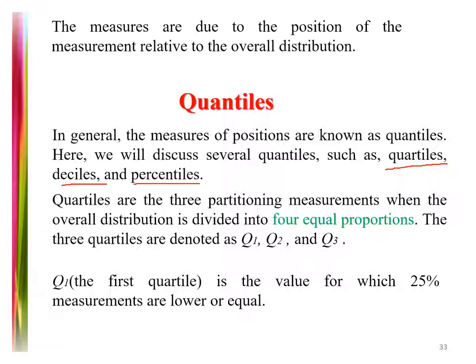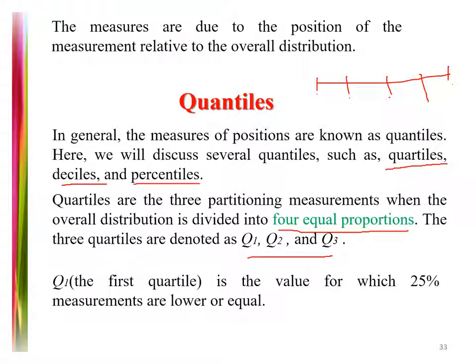So quartiles are the three partitioning measurements when the overall distribution is divided into four equal proportions. For example, this is the data, this is the minimum value, this is the maximum value, and we divide it into four equal proportions. This is the first quartile, second quartile, third quartile. Usually we denote them with the notation big Q1, Q2, Q3.